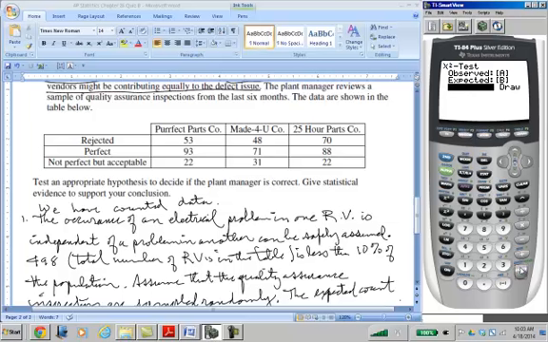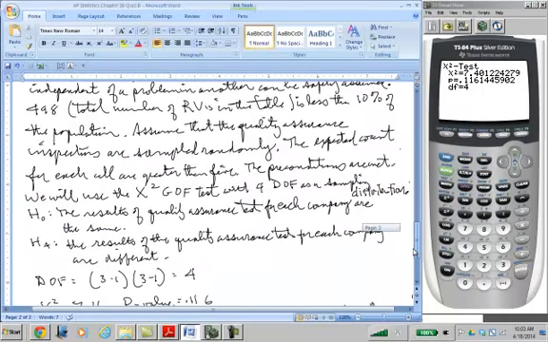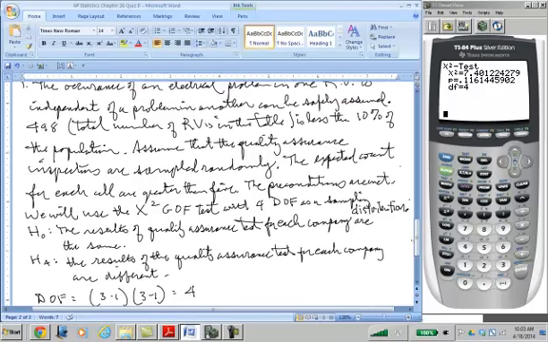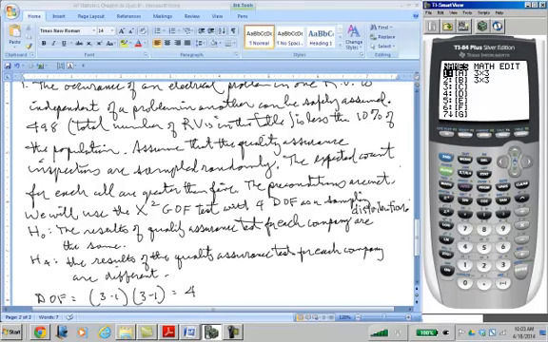And the null hypothesis: the results of quality assurance for each company are the same. Alternative: that they're different. We run the test. We get a p-value of 0.116 with a chi-square statistic of 7.4 and 4 degrees of freedom. With the p-value of 0.116, we fail to reject the null. There is no evidence that the results of the QA test for each company are different. Let's call this the distribution. Okay. And that is it.